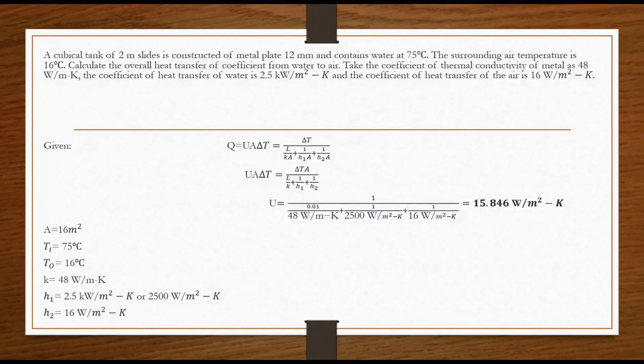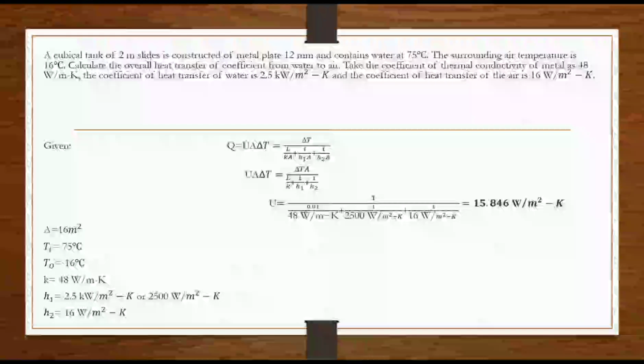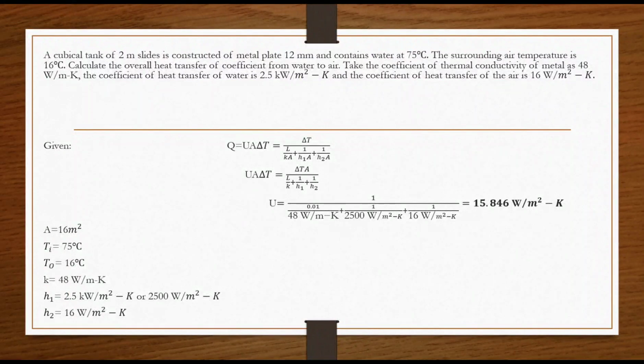The coefficient of heat transfer of water is 2.5 kilowatts per meter squared Kelvin, and the coefficient of heat transfer of air is 16 watts per meter squared Kelvin.